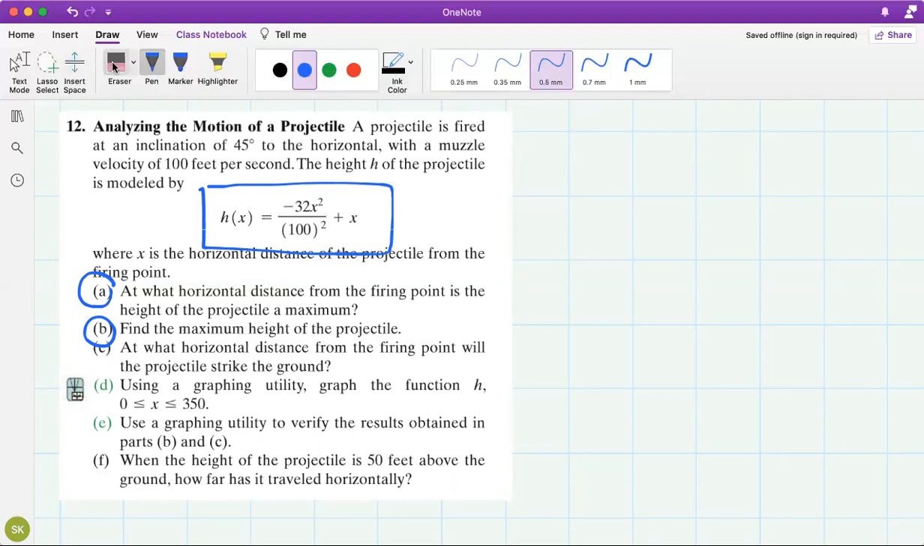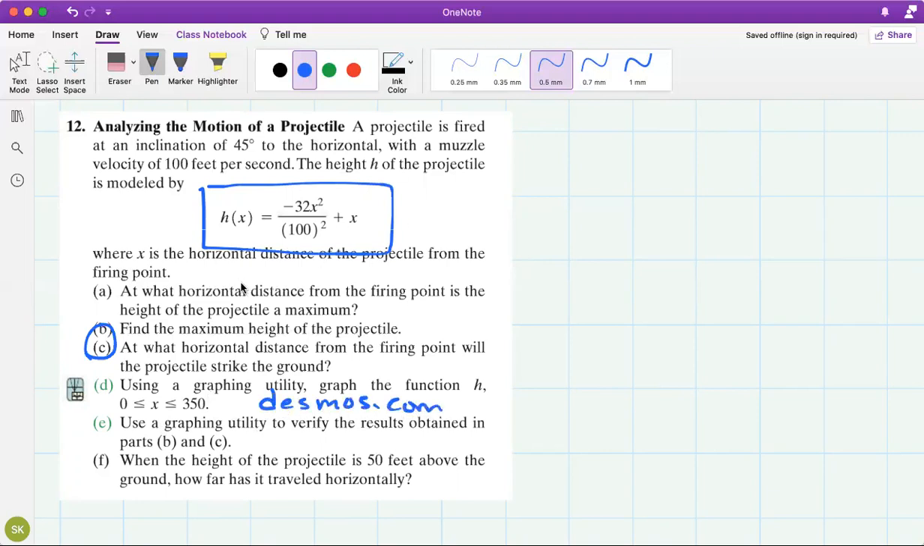Part C says, at what horizontal distance from the firing point will the projectile strike the ground? So if you remember from last section, we did a problem like this. This is just where you're setting your h, the height of the projectile, equal to 0. So you're finding your x-intercepts. So that's what you're going to do for this portion of the problem. Just set it equal to 0 and solve for x. Part D says use a graphing utility and graph the function from 0 to 350. So you just graph the function and zoom out until you get to from 0 to 350. And then you just verify your results. You can use desmos.com for that.